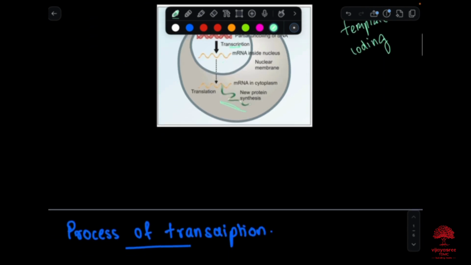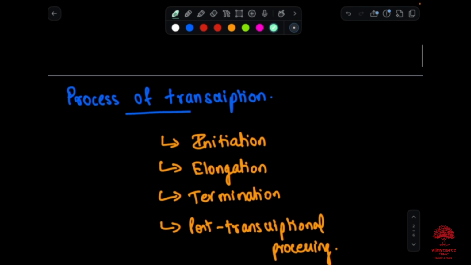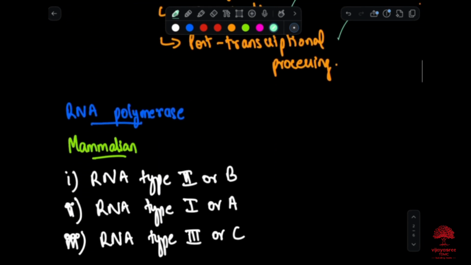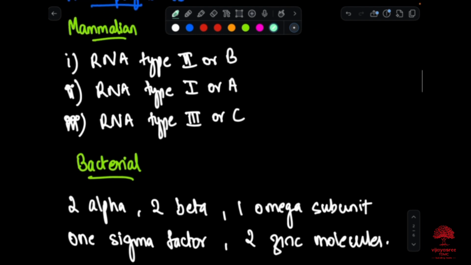Now, let's look at the processes of transcription. So these are the main things happening in transcription. We have initiation, elongation, termination, and post-transcriptional processing happening. So let's look at the RNA polymerase enzyme, which is a highly important enzyme. Now in mammalian cells and bacterial cells, it's different.